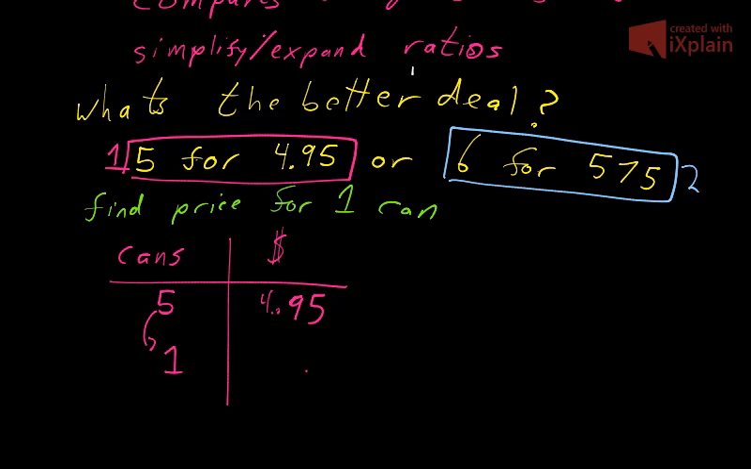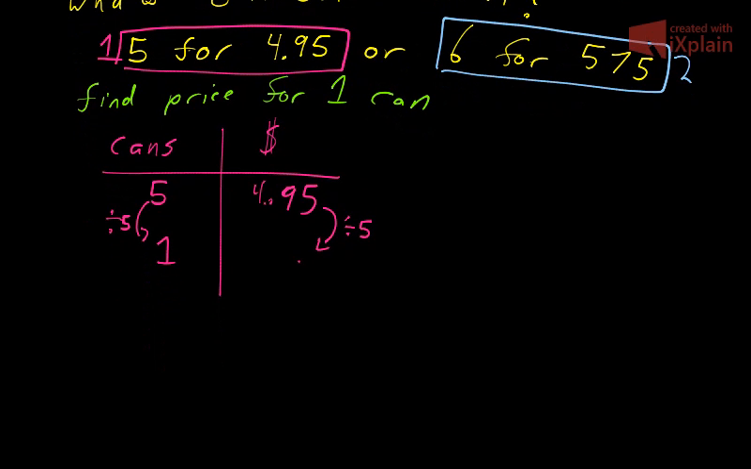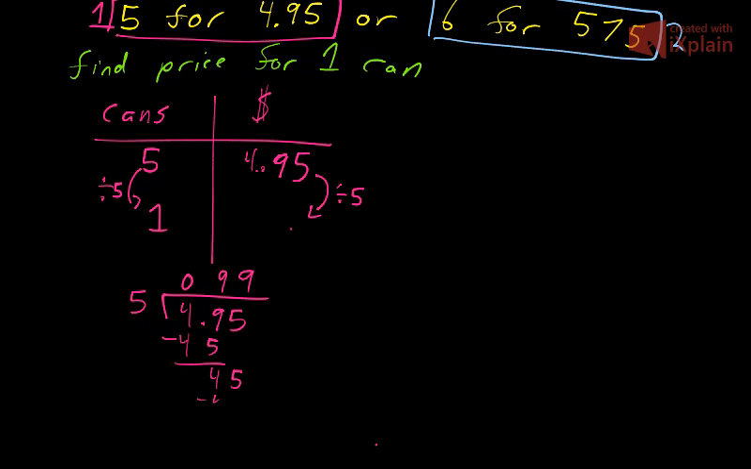To get from 5 to 1, I know I had to divide by 5. So I'm going to have to divide this side by 5 too. I want to do the same thing. So I'm going to see how many times 5 goes into $4.95. Well, 5 goes into 4 0 times. 5 goes into 49 9 times. I'm going to subtract my 45, which leaves a 4 and a 5. And 5 goes into 45 9 times, leaving 0. Make sure I have my decimal here. So one would be 0.99, 99 cents for a can.